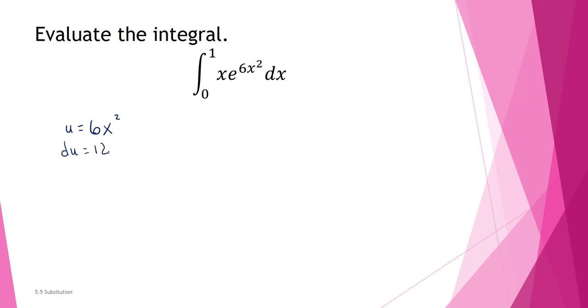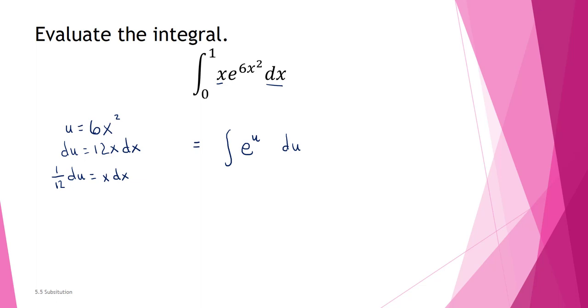So du is 12x dx, and dividing by 12, we get 1/12 du is equal to x dx. Okay. So now we know that the x and the dx give me the du, and we have e to the exponent here, which is u. Okay. Now, what are we going to do with the bounds?